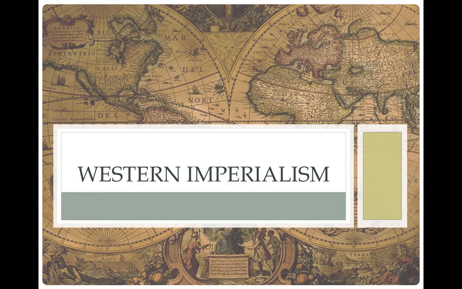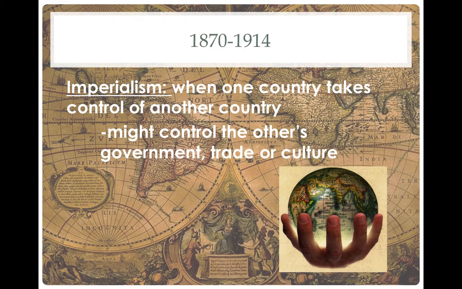So let's talk about Western imperialism. First of all, what is imperialism? Simply in one statement, imperialism is when one country is trying to take over another country. That's it. One country takes over another country. The official definition I have here is when one country takes control of another country. So they put their power into place, things like that. They might control the other country's government, trade, culture, things of that nature.